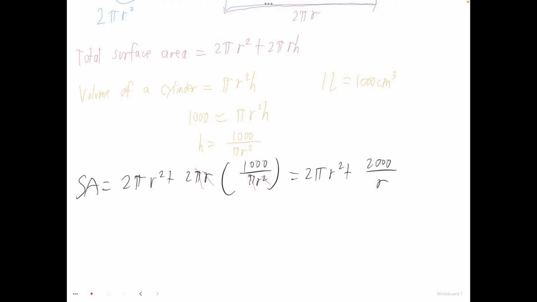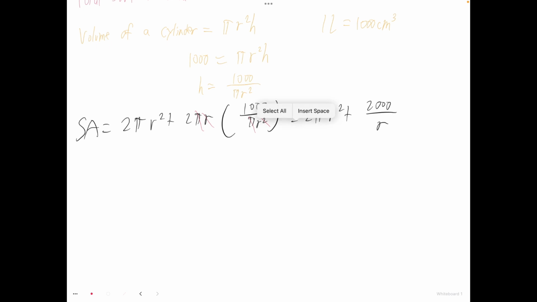Now we know r is not going to be 0, because if the radius was 0, that's not going to form a can. So the fact we're dividing by r here, it's not an issue. So let's find the derivative now. And remember, we'll find the derivative, we find critical points. We're looking for where the minimum can occur.